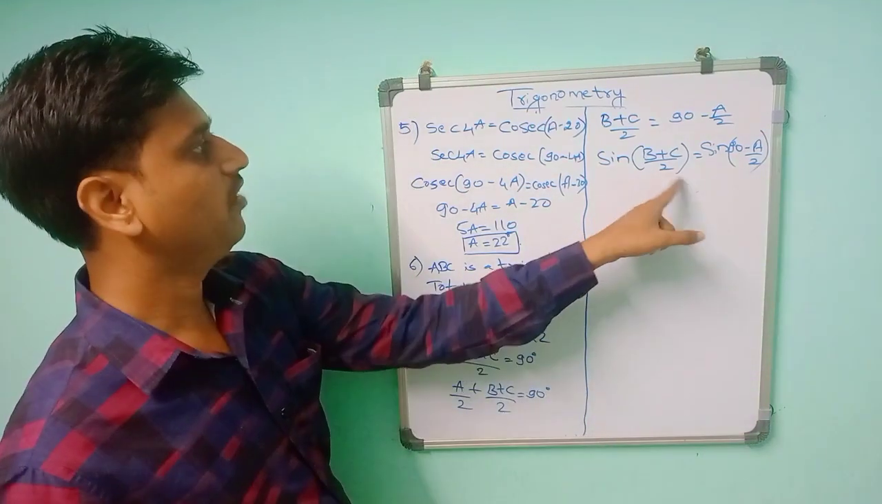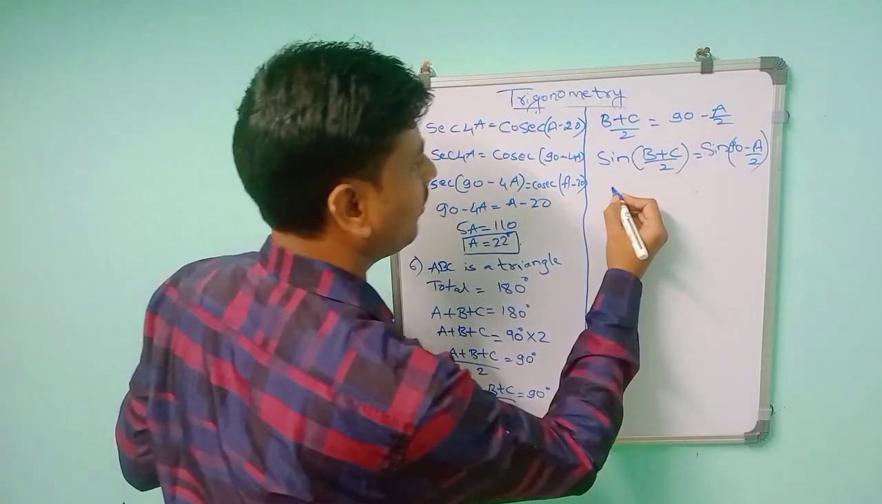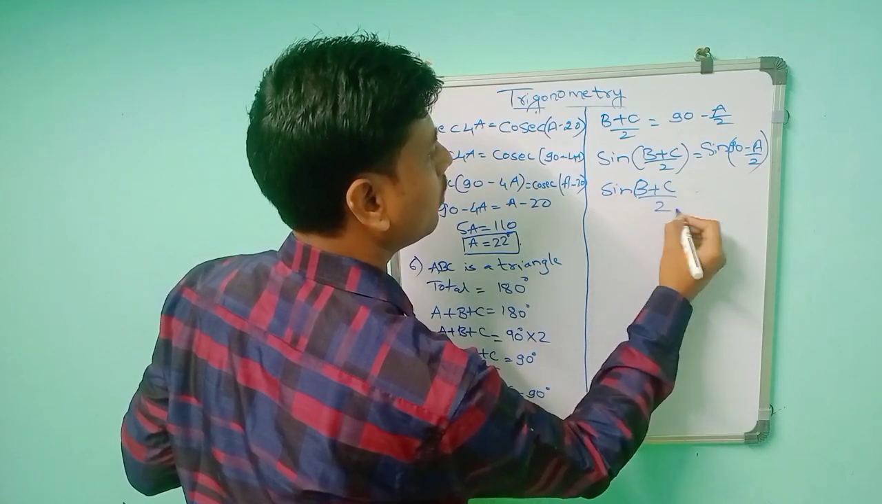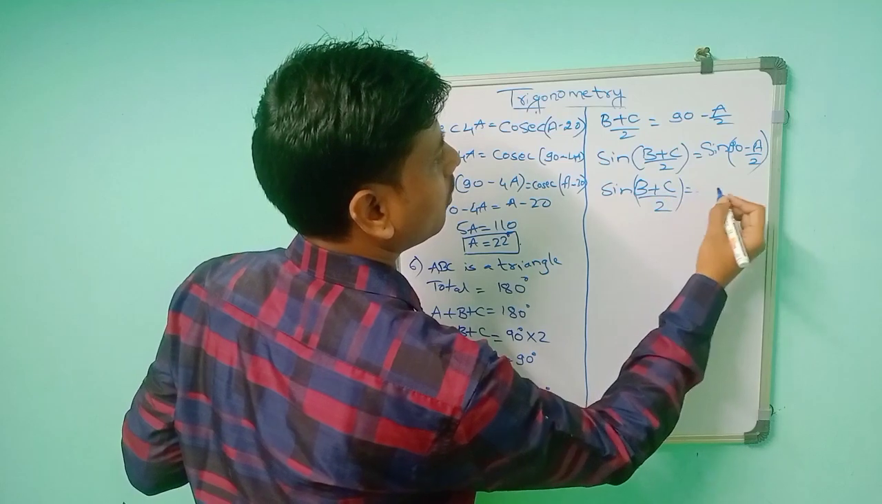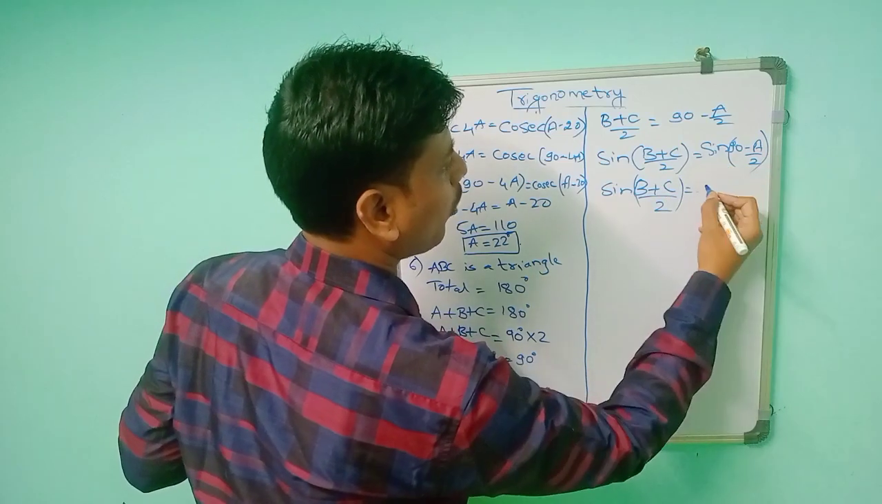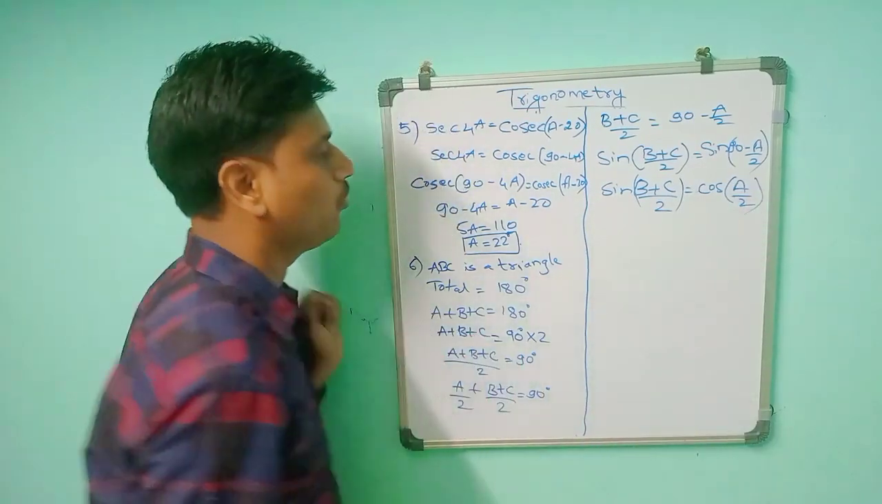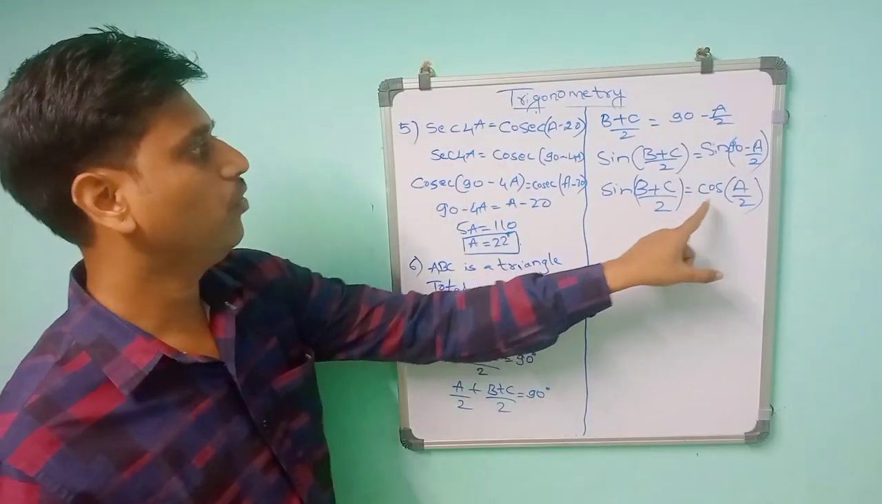So sine of (B plus C)/2 we can write as it is, in sine only. Sine of 90 minus something will be cos. So cos A/2. So they ask you to prove that sine of (B plus C)/2 is equal to cos A/2.